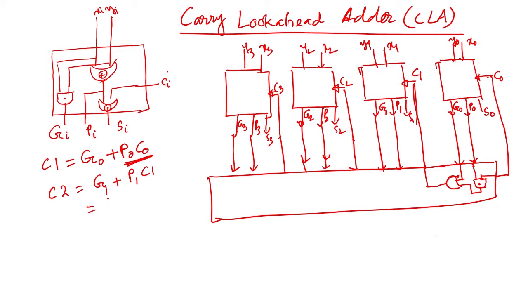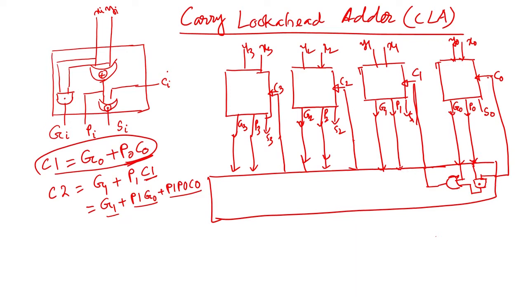So, here you can simply replace G1 plus P1 C1 with this part. So, it will come P1 G0 plus P1 P0 C0. Therefore, you have AND here, this AND, and then OR. So, how do you generate the circuit?